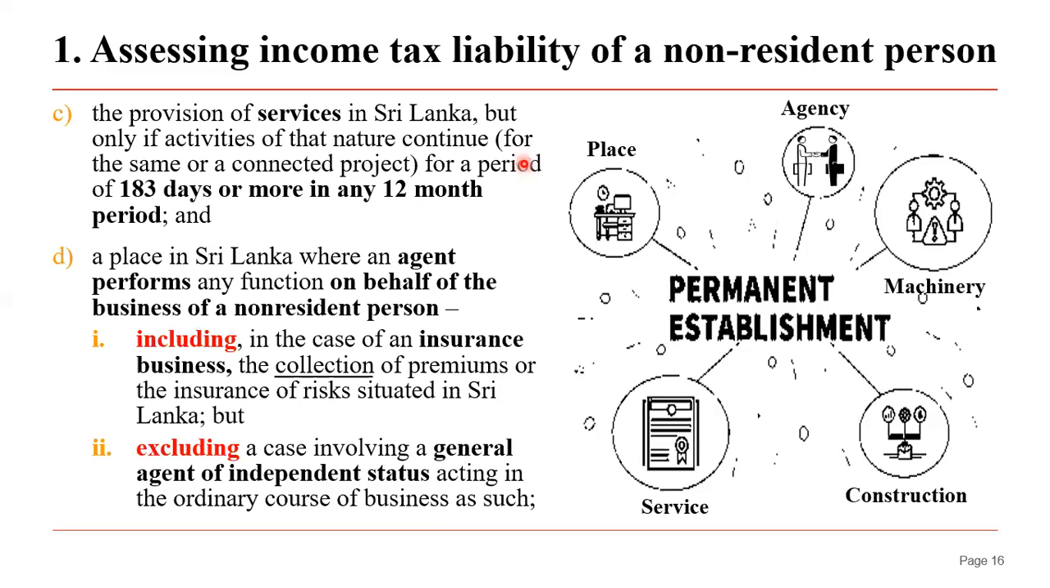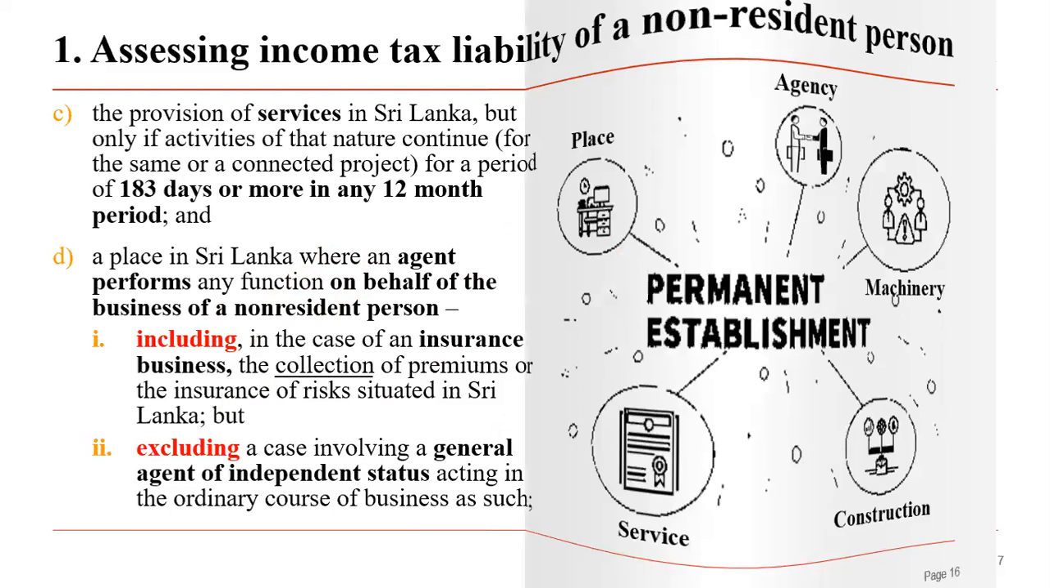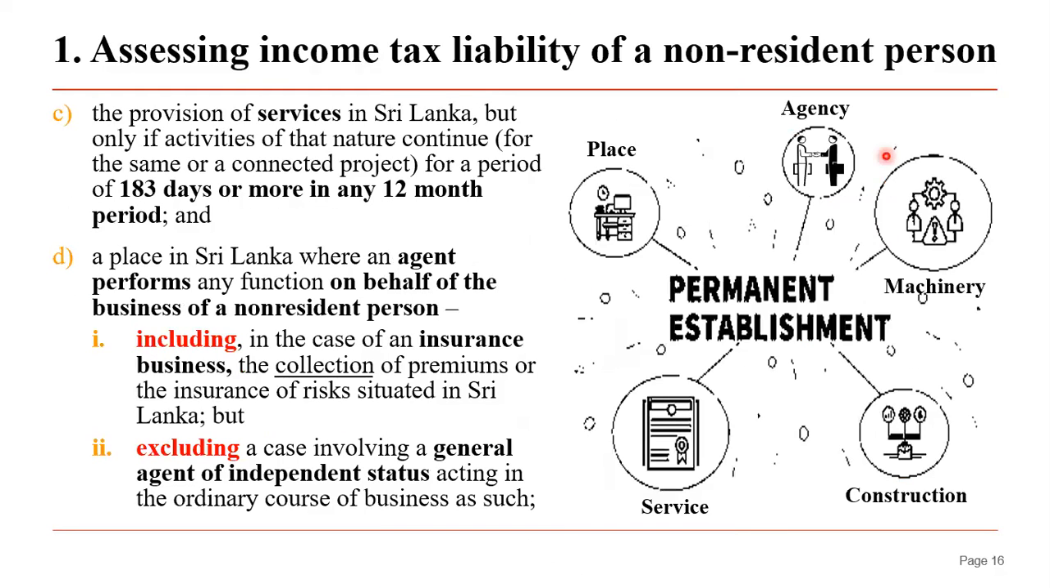In that case, we call it principal agent. Here it's explained in detail in the DTA, also in the agent-principal relationship under permanent establishment. We will discuss that part as well when we are discussing the DTA, right? The agents here. Then you can see whatever the agency, permanent establishment, we discuss the 5 areas.